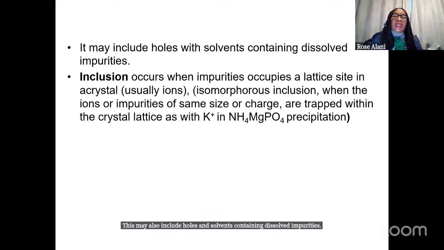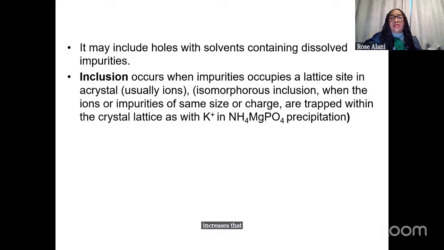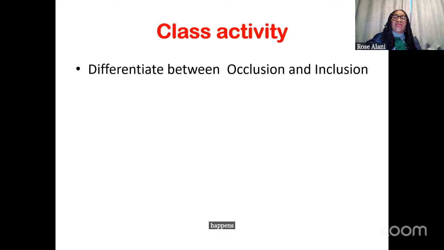So inclusion occurs when impurities occupy a lattice site in the crystal, that is usually ions. Isomorphous inclusion, when the ions or impurities of the same size or charge are trapped within the crystal lattice, like in the case of potassium ion in ammonium magnesium phosphate precipitation. So that also happens, and that is a bad source of error.